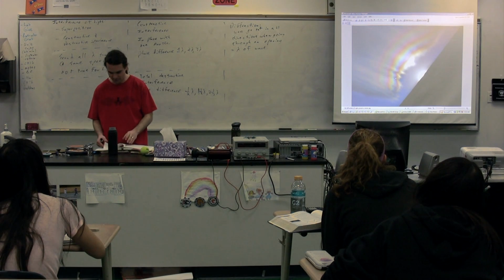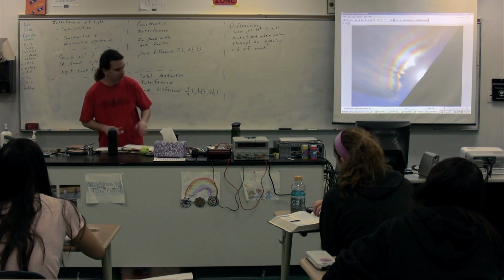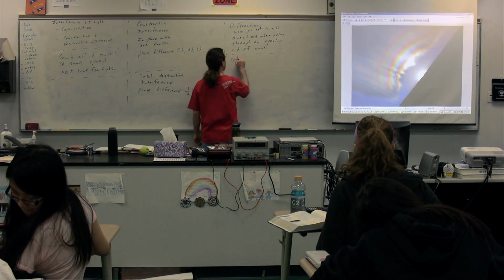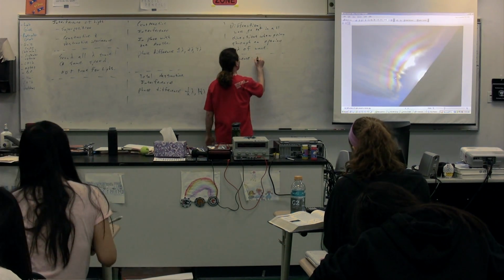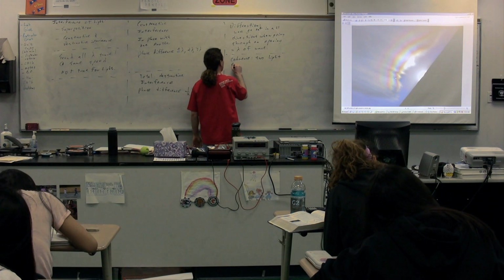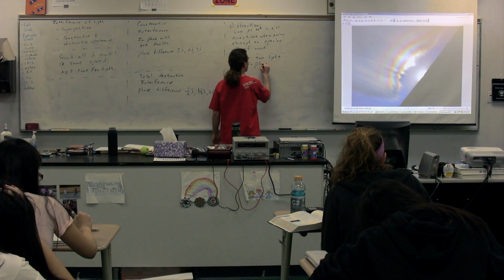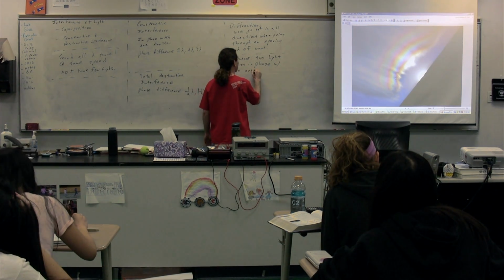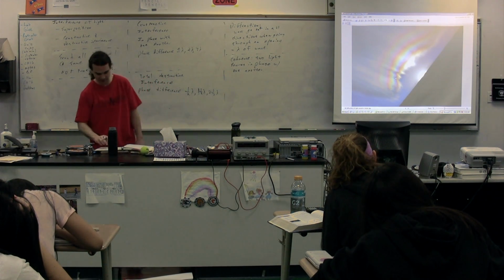Okay, so now we need some more definitions. Coherence. Coherence is when you have two light sources in phase with one another. We're going to have to use coherent light in just a minute, so I have to define that.